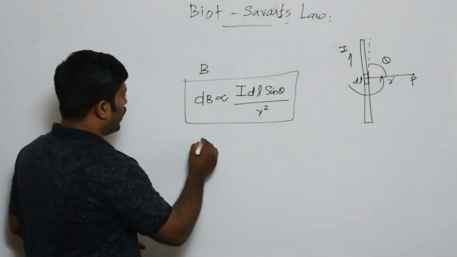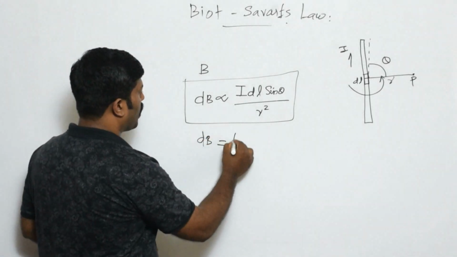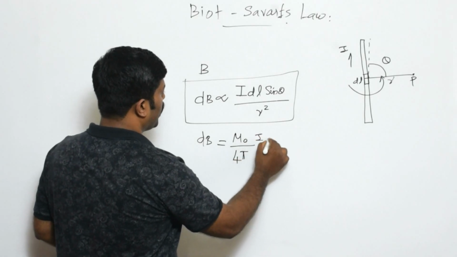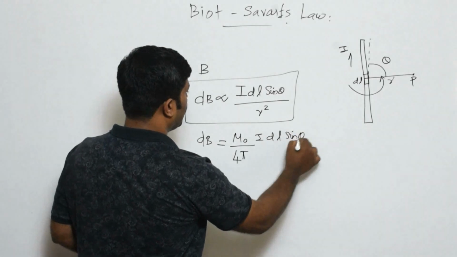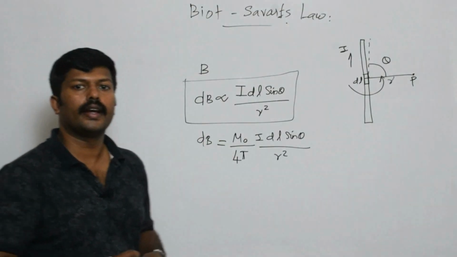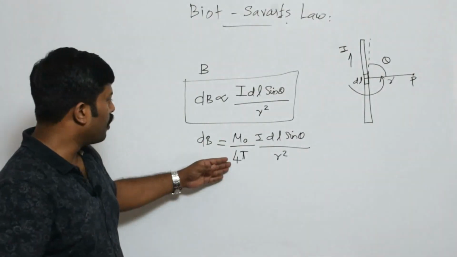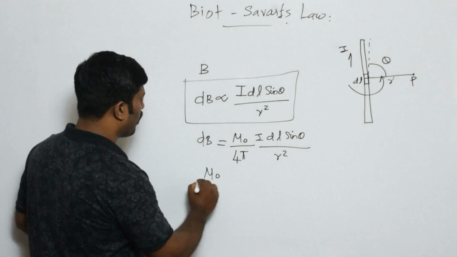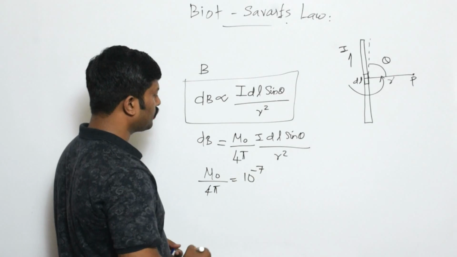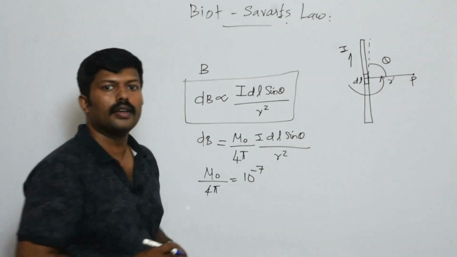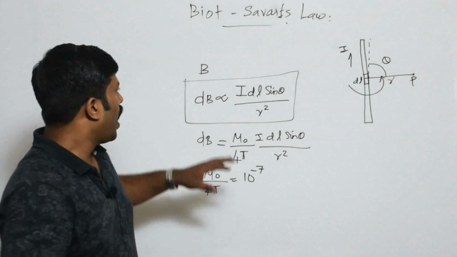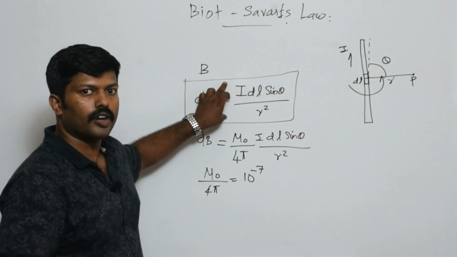When you equate it, you have to apply the proportionality constant, which is mu naught divided by 4 pi, into I dl sine theta divided by r square. What is mu naught? It is the permeability. The value of mu naught divided by 4 pi is equal to 10 raised to minus 7. This is called the proportionality constant, and this is called Biot-Savart's law.